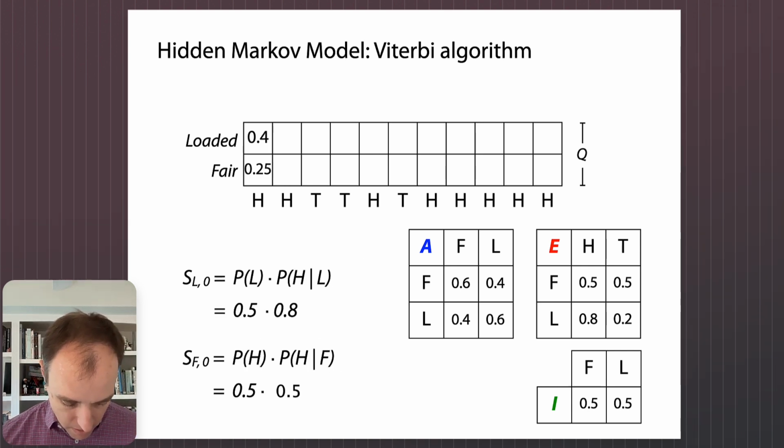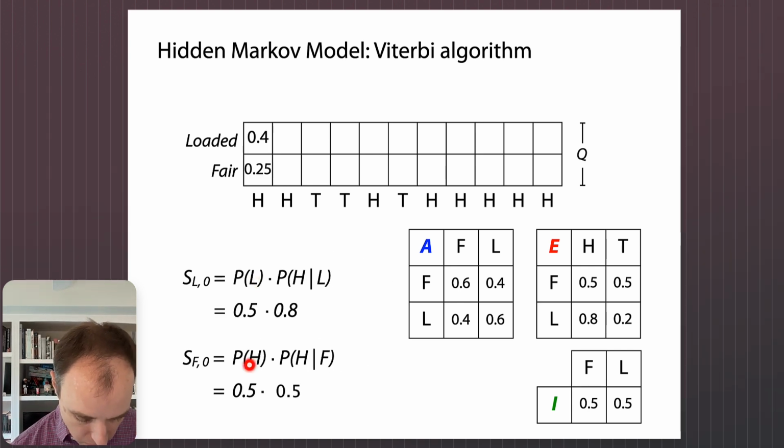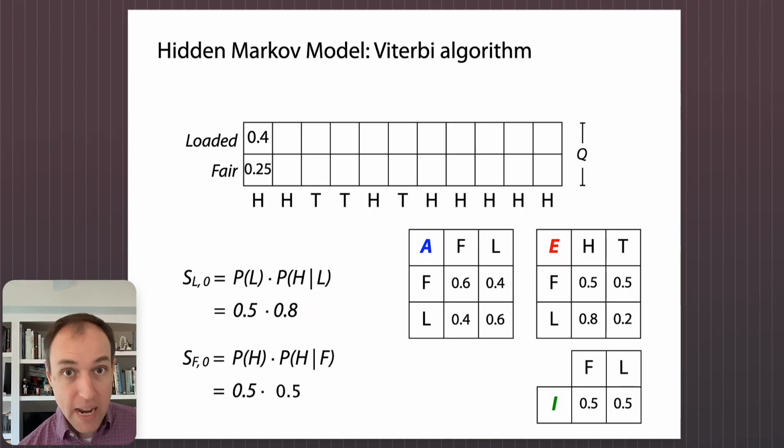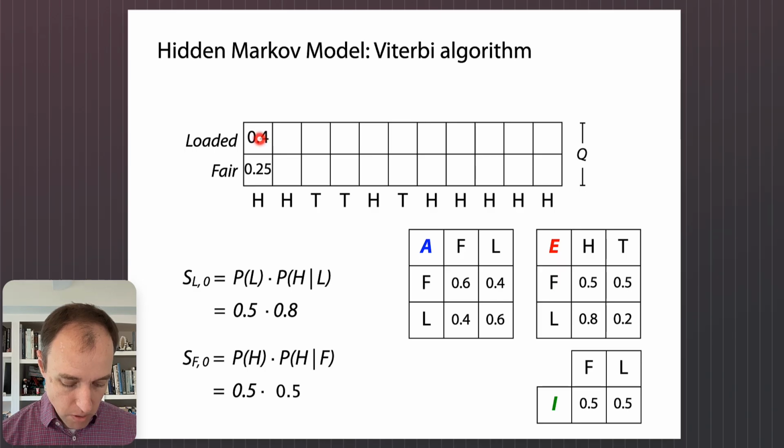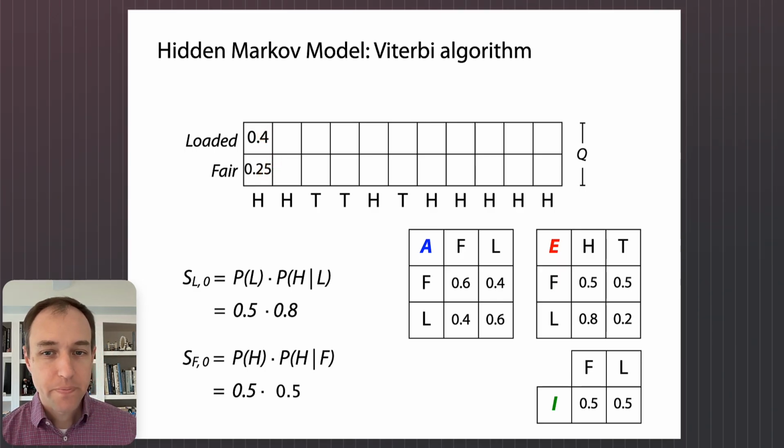Okay, there they are. Probability loaded, probability fair: those are both 0.5. Probability of heads given loaded, that's 0.8 because it's the loaded coin, so it's higher than 0.5. Probability of heads given fair, that's just 0.5. Multiply those two things out. You get 0.4 for the loaded row, and 0.25 for the fair row. Okay, so far so good. We filled in one column.